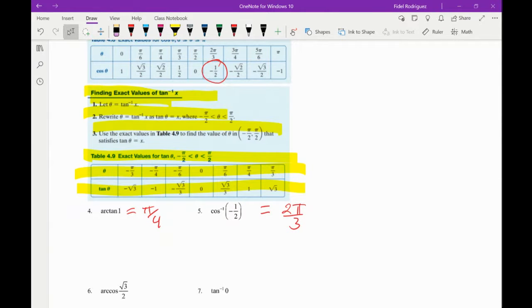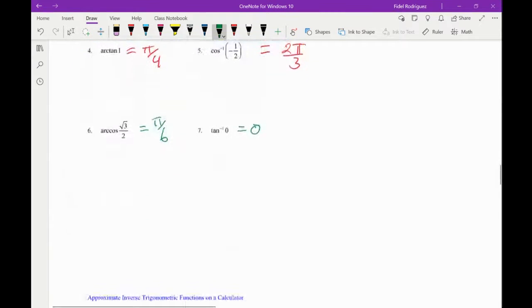Okay, our cosine inverse of square root of 3 over 2. What's this one going to give us? Pi over 6. Good. And what about the inverse tangent of 0? Good. Got it. Easy breezy. Use the chart because it's telling you exactly the values that we're going to look for.